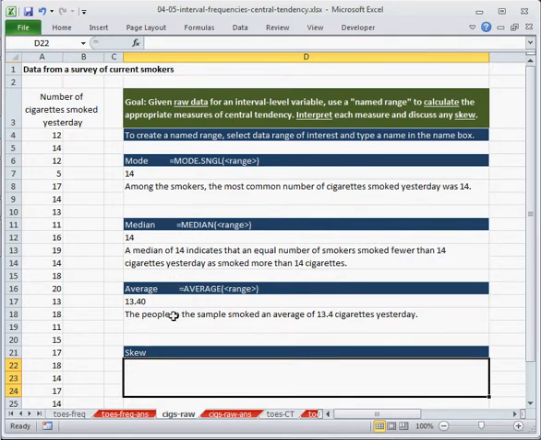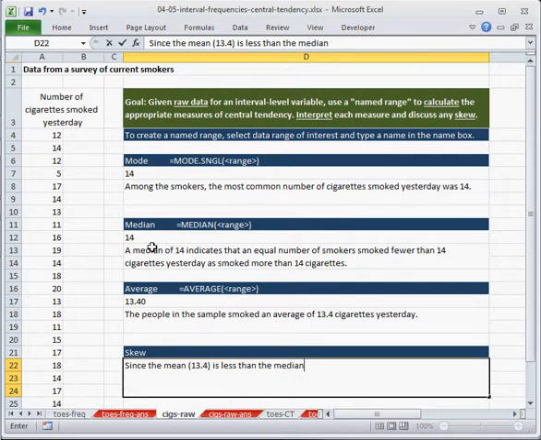Now the skew is essentially a comparison of the median and the average. And if the average is below the median, like in this case, that indicates a negative skew. So since the mean of 13.4 is less than the median, which I calculated here, 14, this means that the distribution is negatively skewed.